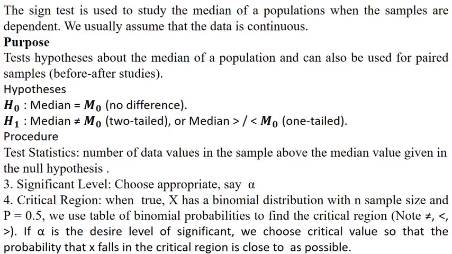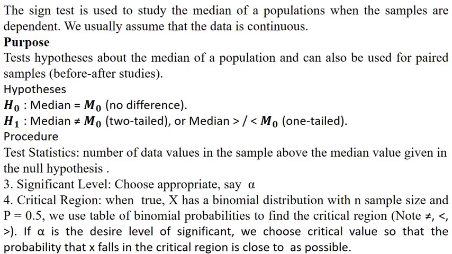We set our hypothesis. Our null hypothesis is H0: median equals M0, no difference, and our H1 is that the median is not equal to M0 for a two-tailed test. It can either be greater than or less than M0 for a one-tailed test. Procedure. Test statistic: the number of data values in the sample above the median value given the null hypothesis.